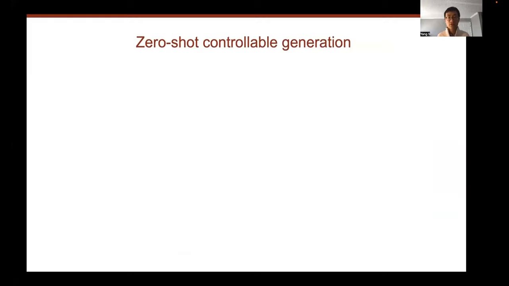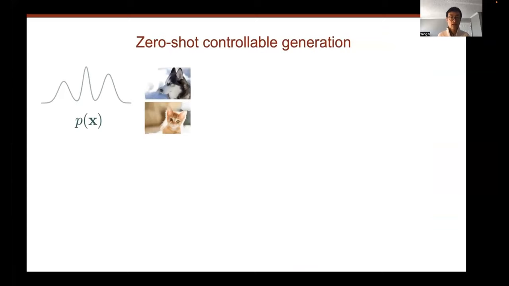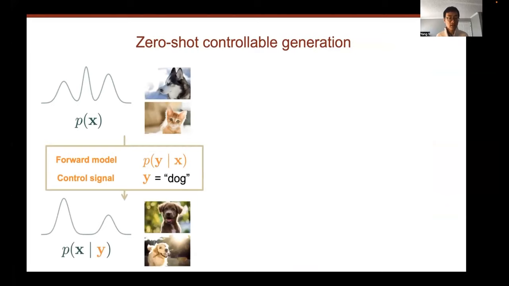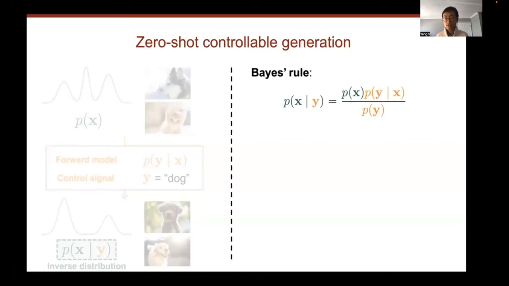Suppose we have a diffusion model trained on both features of dogs and cats, but we only want features of dogs. For this task, we need a forward model that tells us whether a generated image is a dog or cat. And then we want to condition on the label of a dog to generate images of dogs only. This amounts to finding samples from the inverse distribution p(x given y). This inverse distribution is defined through the Bayes rule. In the Bayes rule, we know the unconditional generative model p(x), we know the forward model, but we don't know the denominator, so the inverse distribution cannot be directly recovered.